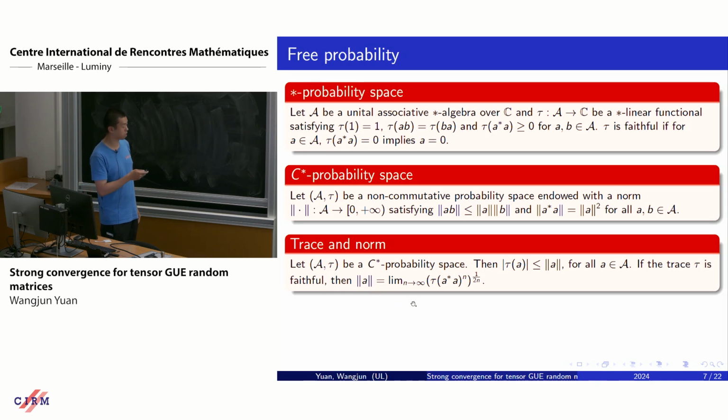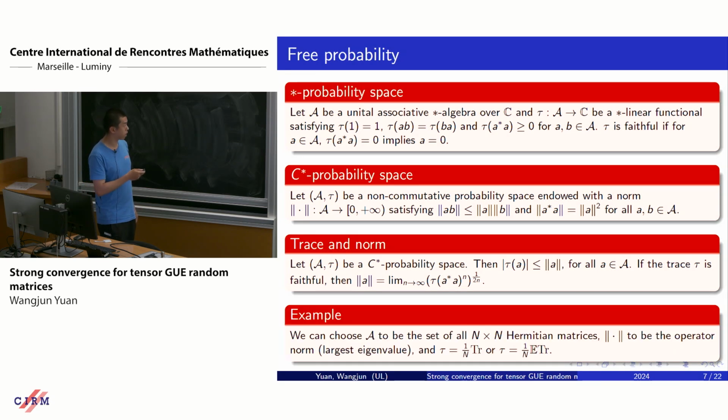This will give the norm. A small example for this terminology is about the matrix space, where for matrix, we can choose A to be the set of all n by n Hermitian matrix. And we choose the norm to be the operator norm. That's the largest eigenvalue.